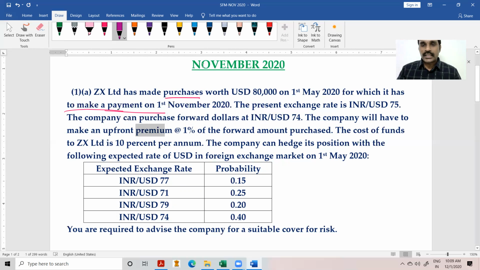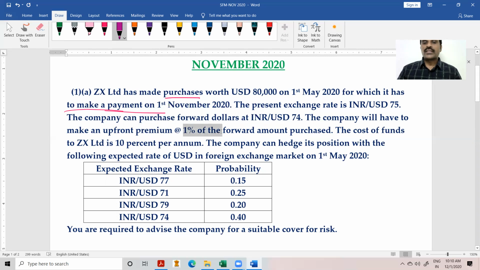So since the banker is bearing the counterparty risk, the banker will charge the premium from ZX Limited. But ZX Limited is not bearing any counterparty risk. Therefore, ZX Limited will not charge any premium. We cannot charge any premium from the banker. That is the point. That is the reason for the forward premium.